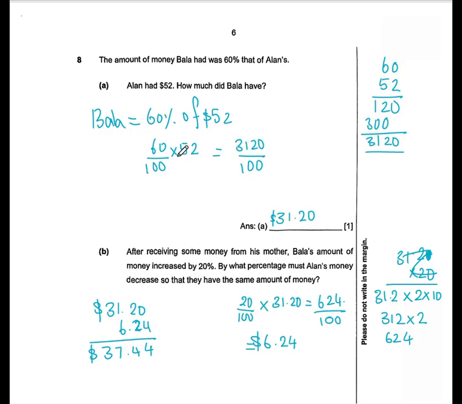Now, Alan had $52. So what percentage of money should he give away, or his money should decrease, so that they have the same amount of money? If they want to have the same amount of money, from 52 he has to come down to 37.44. So we have to find the difference. 52 minus 37.44.